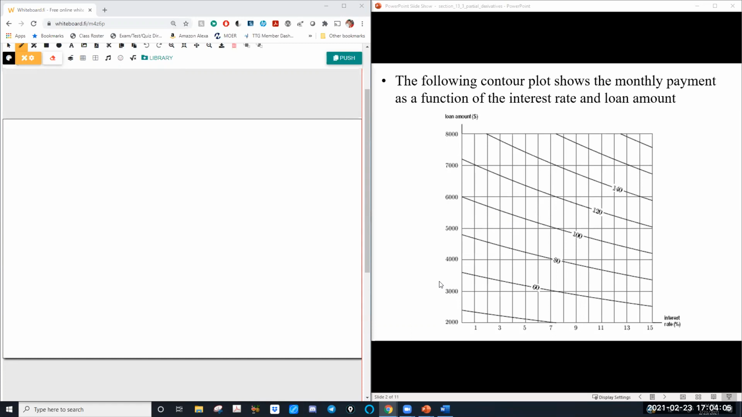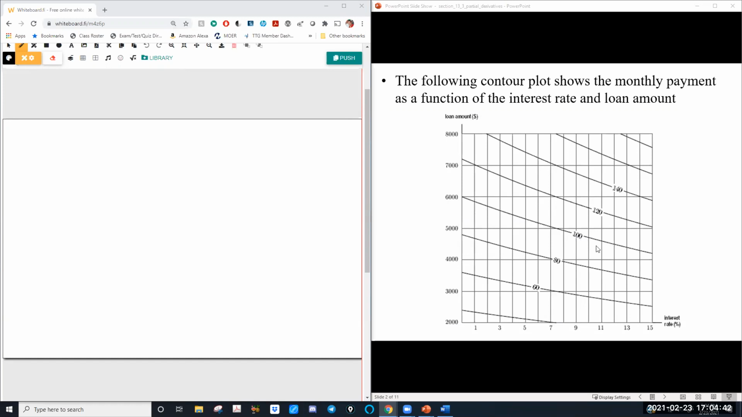All right. So for instance, here I've got a multivariable function, and this is like our level curves from last time. And so the level curves represent the monthly payment for any given loan amount and interest rate. So our input variables will be interest rate and loan amount. So if we were at about a 7.5 interest rate and a loan of $5,000, our payment would be $100 per month because we fall on that level curve.